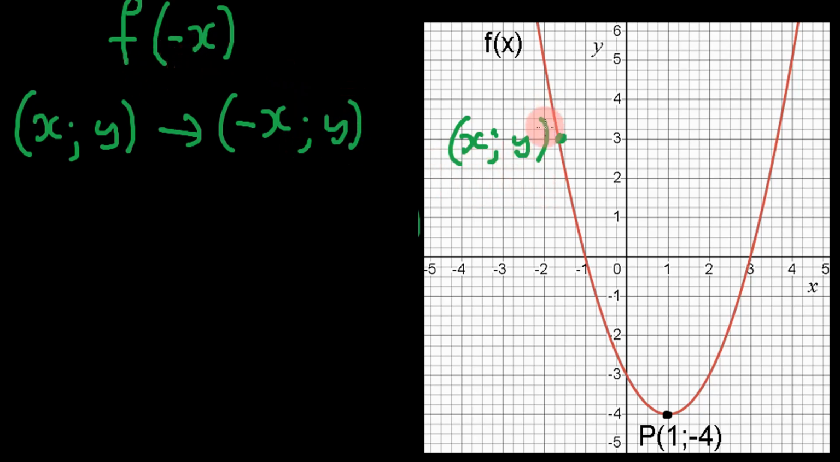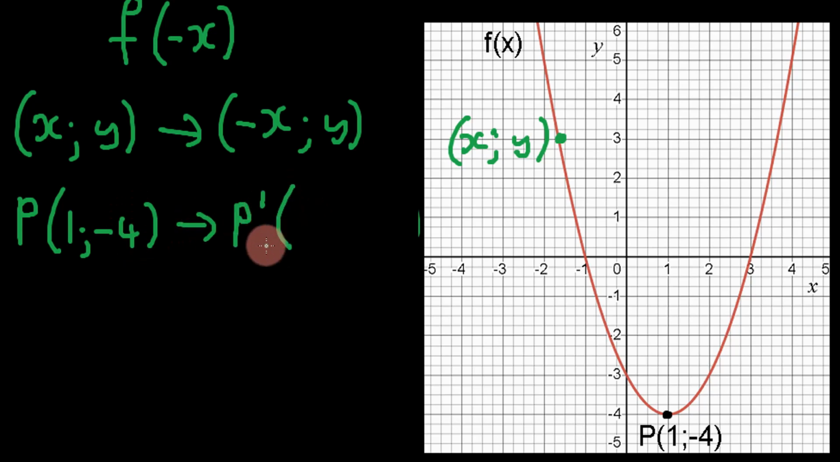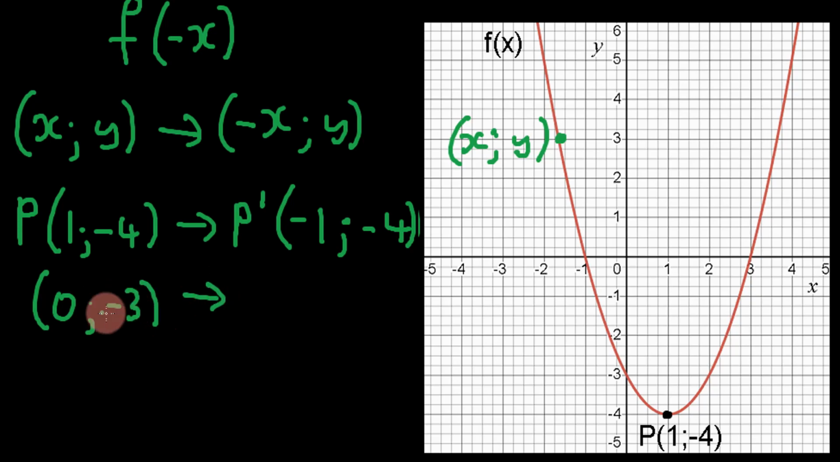Let's apply this transformation to the graph. We can start with the turning point P, so P is 1, negative 4. This point will be mapped to P prime, and our x will change sign. So P prime is -1, -4. So the y's will remain the same. We can go to the next point here, the y-intercept, which is 0, -3. Now, -0 is the same as 0, so this point won't undergo any change.